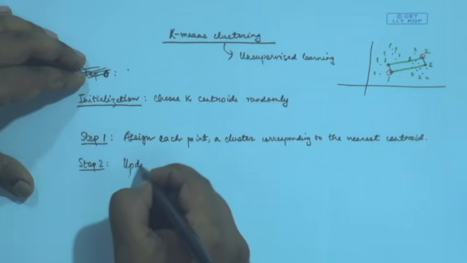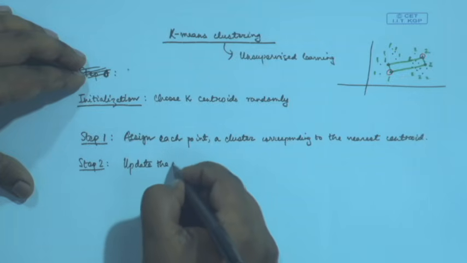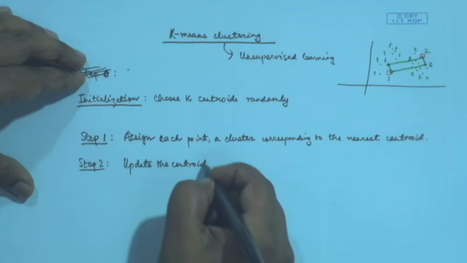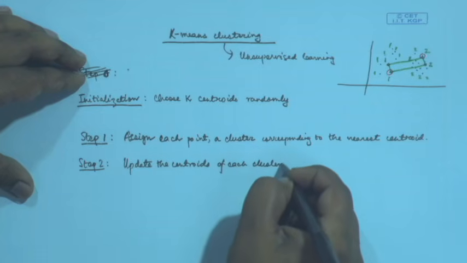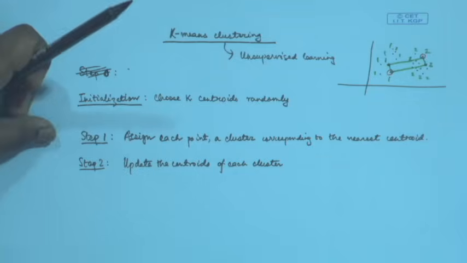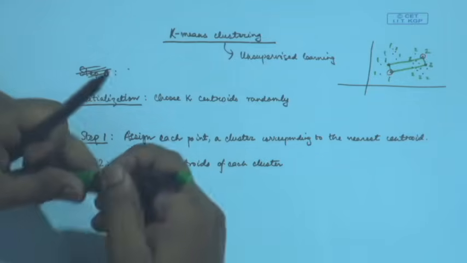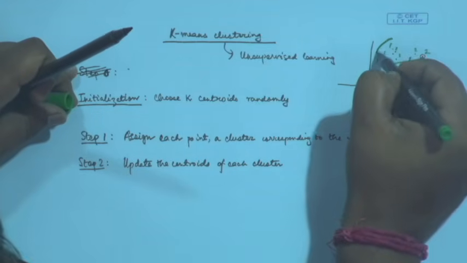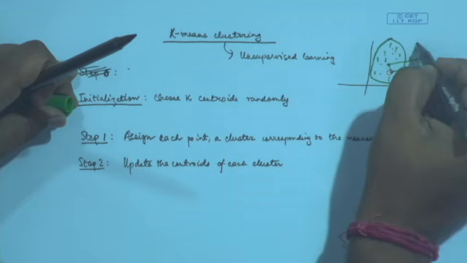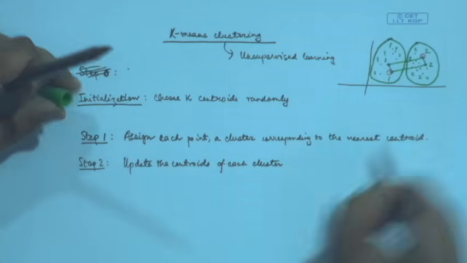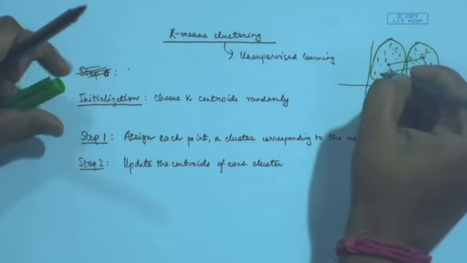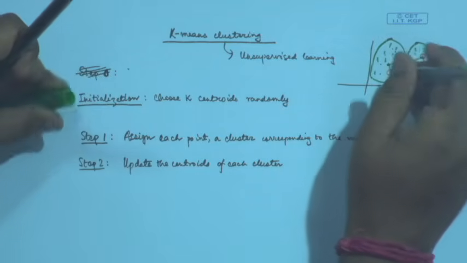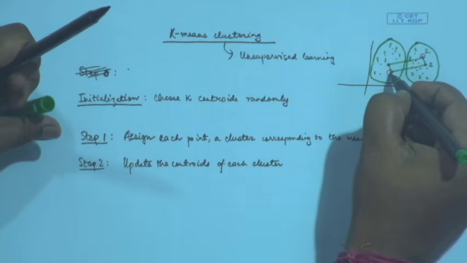update the centroids of each cluster, okay. So now that you have found that all of these points are in one cluster, these points are in another cluster, now what you are going to do is update the centroid of the cluster. So on the previous step the centroid was this point, right.